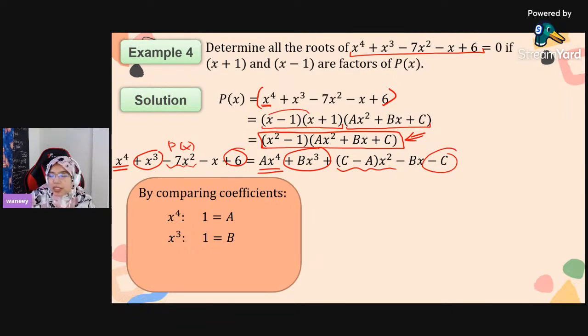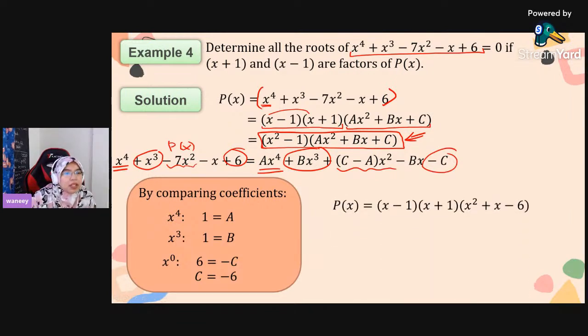So if you use the constant, then you can easily see on the left hand side we got 6. On the right hand side the constant is negative c. Therefore, the value for c is actually negative 6. Okay, so I do get the value for A, the value for B, the value for C. Therefore, let us write down the P(x) and then substitute the value for A, B, and C. Okay, so P(x) will become (x minus 1)(x plus 1)(x squared plus x minus 6).